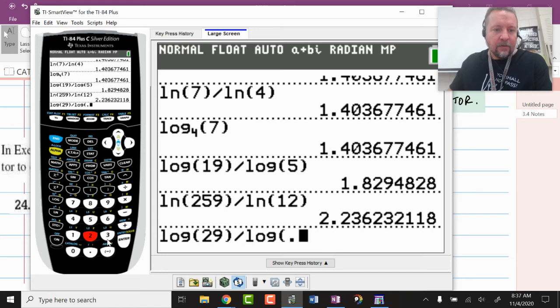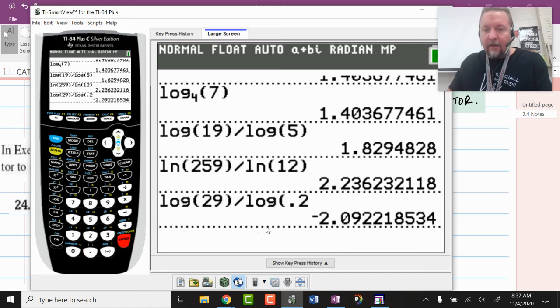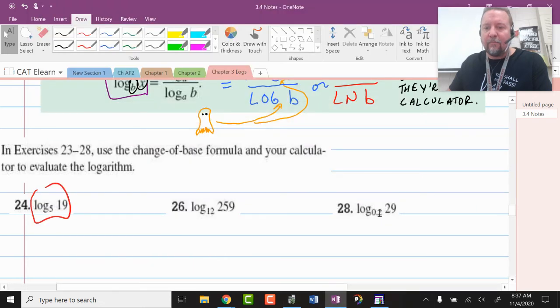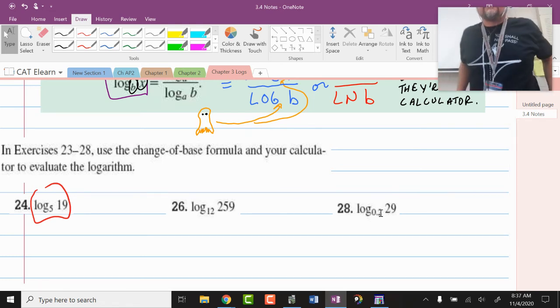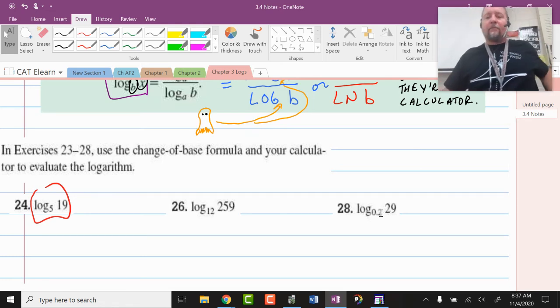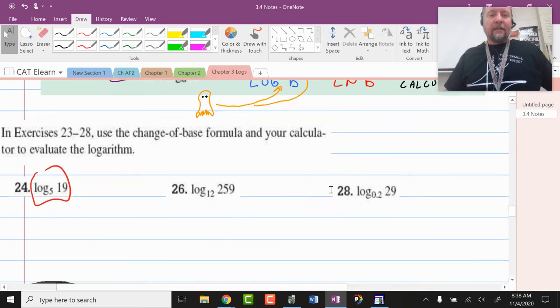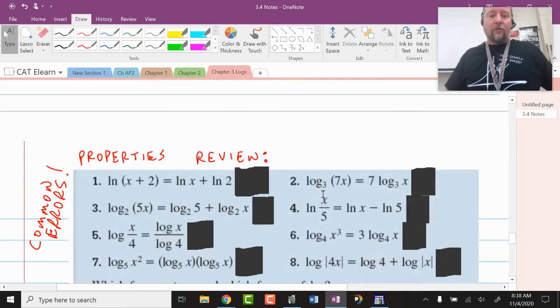Log 0.2. Entry. Okay, negative 2.09. So you get a negative exponent. We can explain that. 0.2 is 1/5, so I need to flip it. That's why it ended up being a negative exponent. So 1/5 to what power equals 29? Close to negative 2. 1/5 to the negative second power is 25. So that's people that really try to understand what's going on with stuff.